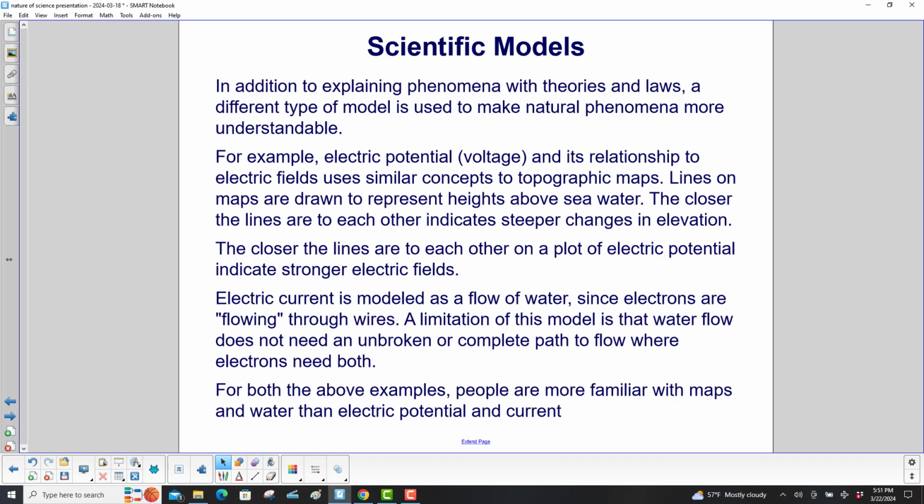Electric current is modeled as a flow of water, since electrons are, quote, flowing through the wires. A limitation of this model is that water flow does not need an unbroken or complete path to flow, where electrons need both. For both of these examples, people are more familiar with maps and water than electric potential and current.